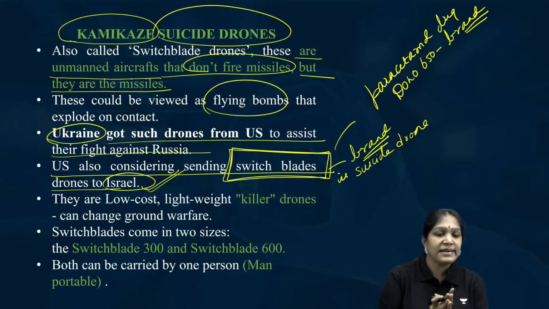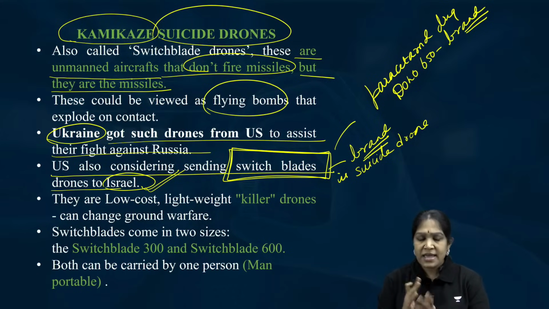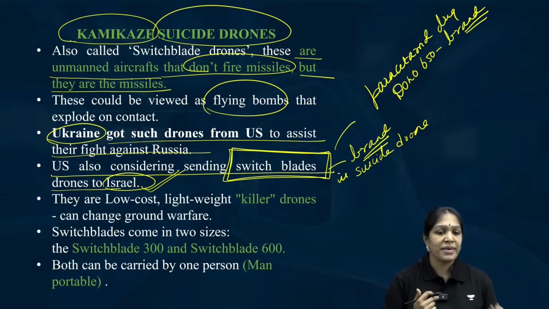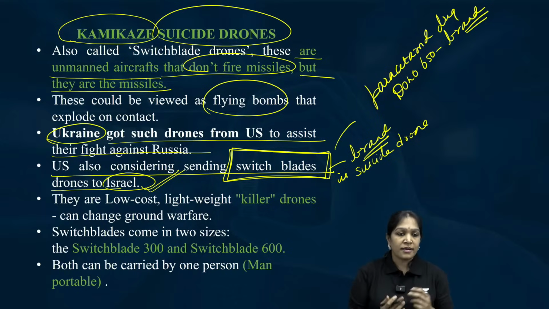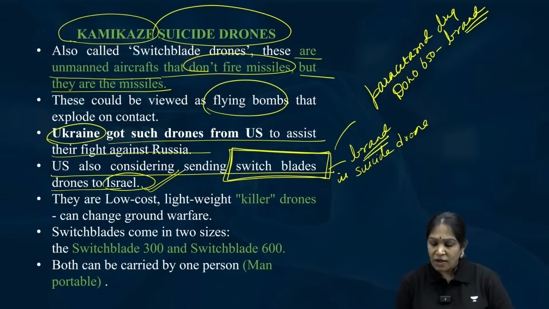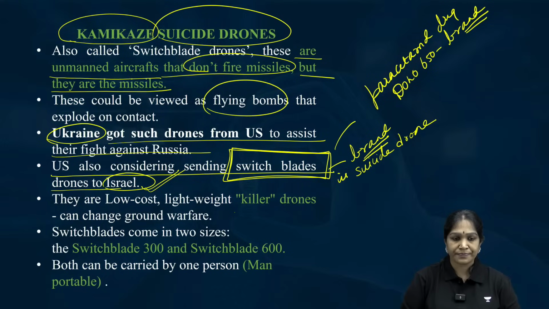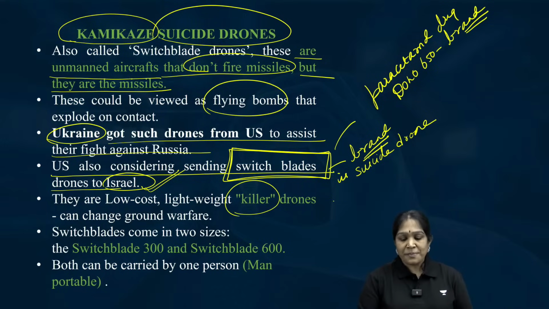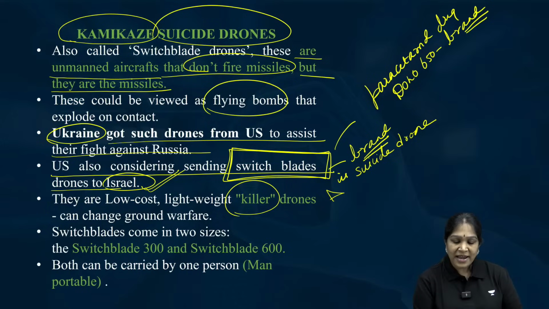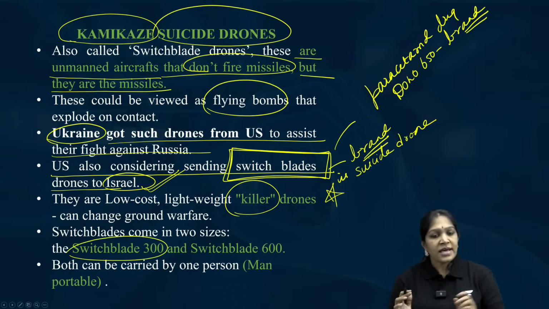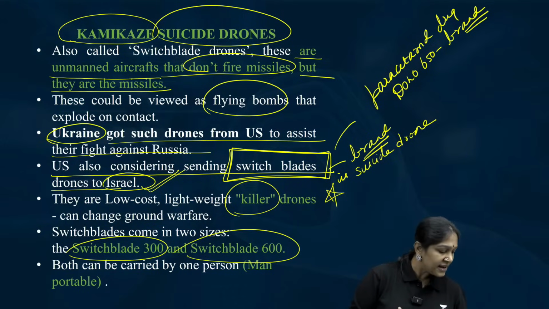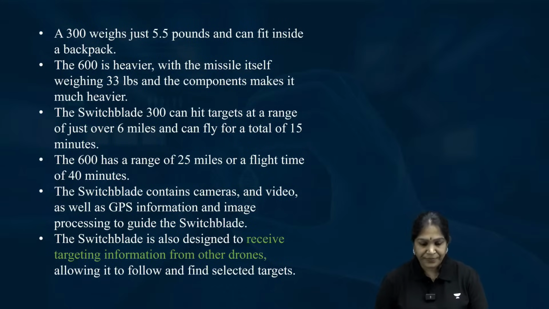Switchblade is the brand name, a company name, and it is actually a kamikaze drone, a flying bomb, a suicide drone. They are also called killer drones. Switchblade comes in two different variants, Switchblade 300 and Switchblade 600. They both are suicide drones, but they slightly differ in their capacity. Let us see what this capacity is.